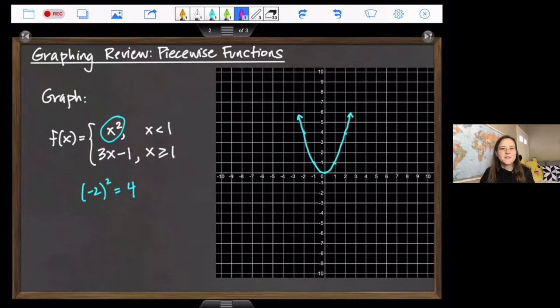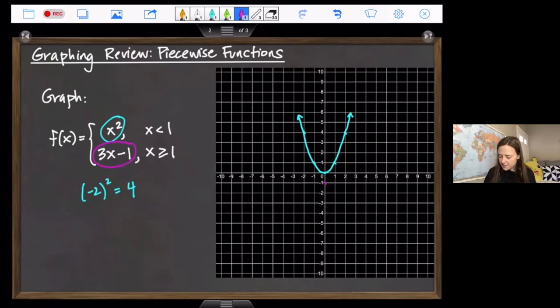All right, now we're going to graph the second equation, 3x minus 1. I'm going to do that in a pink pen. Hopefully we recognize that is the equation of a line. y equals 3x minus 1 is a line with a y-intercept at -1 and a slope of 3. So I'm going to mark my y-intercept at -1. And I'm going to do my slope of 3.